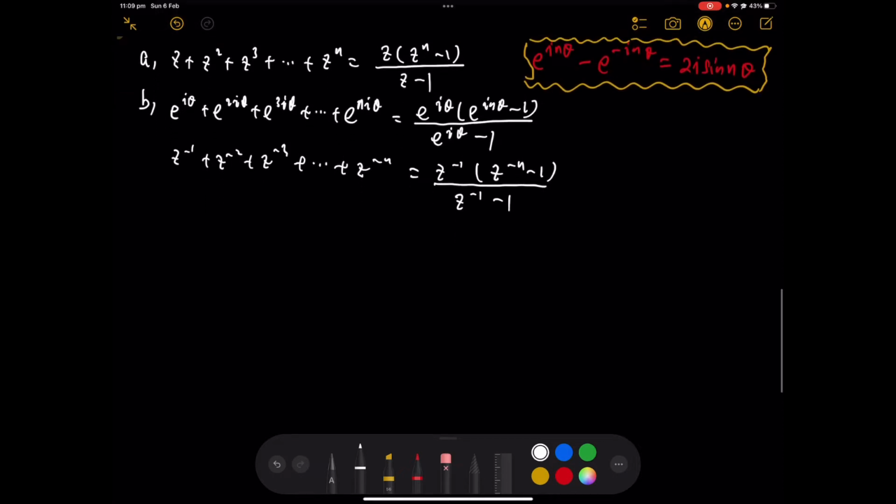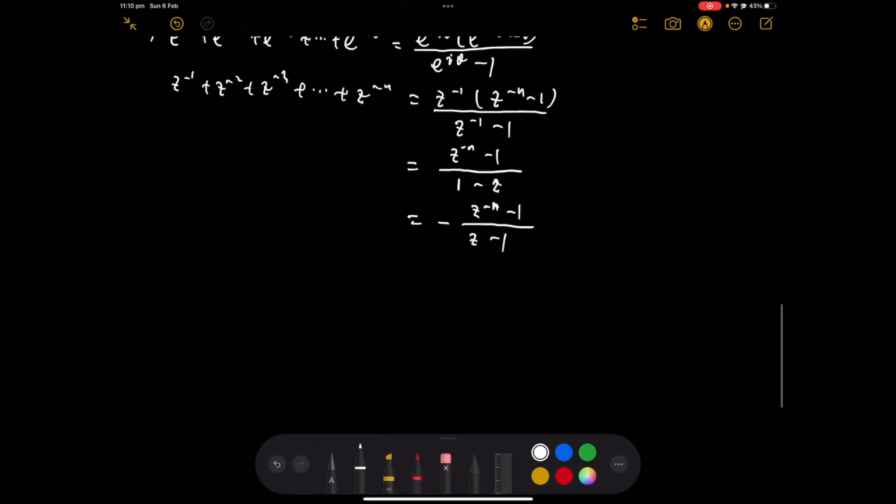To be able to simplify with my first expression, I'm going to multiply Z on the top and the bottom to make it a little bit simpler, so it becomes 1 minus Z now. And to make the same denominator as the first expression, I'm going to flip the denominator to Z minus 1 with a negative in the front, and Z^(-n) minus 1. So this expression will have the same denominator as my first expression, which is good, it's ready to go. And my left-hand side is Z^(-1) plus Z^(-2) plus Z^(-3) plus dot dot dot plus Z^(-n). Now Z equals e^(iθ), right?